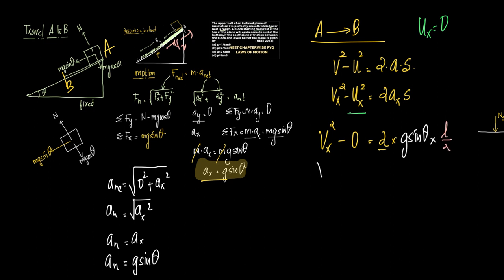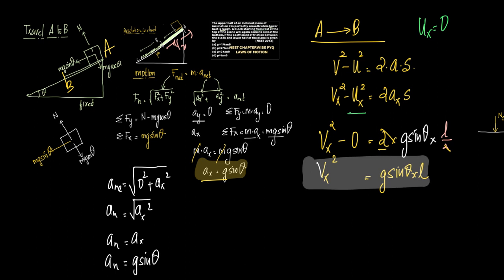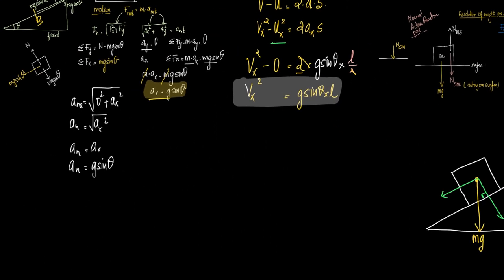So what do we get? Vx square is equal to 2 by 2 is 1, g into sine theta into L, right? So what we get is Vx square is g sine theta into L. Okay. Are we done with the question? No. Now we have discussed travel from A to B, right? Now what we'll discuss is travel from B to C. So let us do that part also.